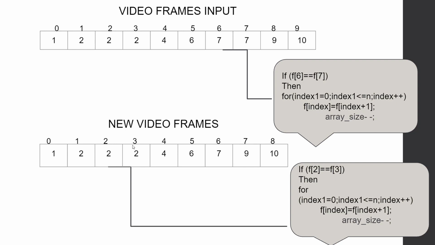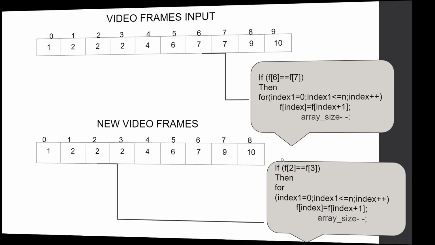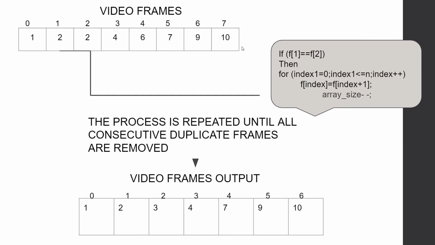Here, index value 3 is assigned to index value 2. Index value 4 is assigned to index value 3. Index value 5 is assigned to index value 4. Index 6 to index 5. Index 7 to index 6. Index 8 to index 7. And we stop here because index 8 will be our last value. So we stop our for loop and then we decrement the size of the array. Here, this is our next output. We get 1, 2, 2, 4, 6, 7, 9 and 10.